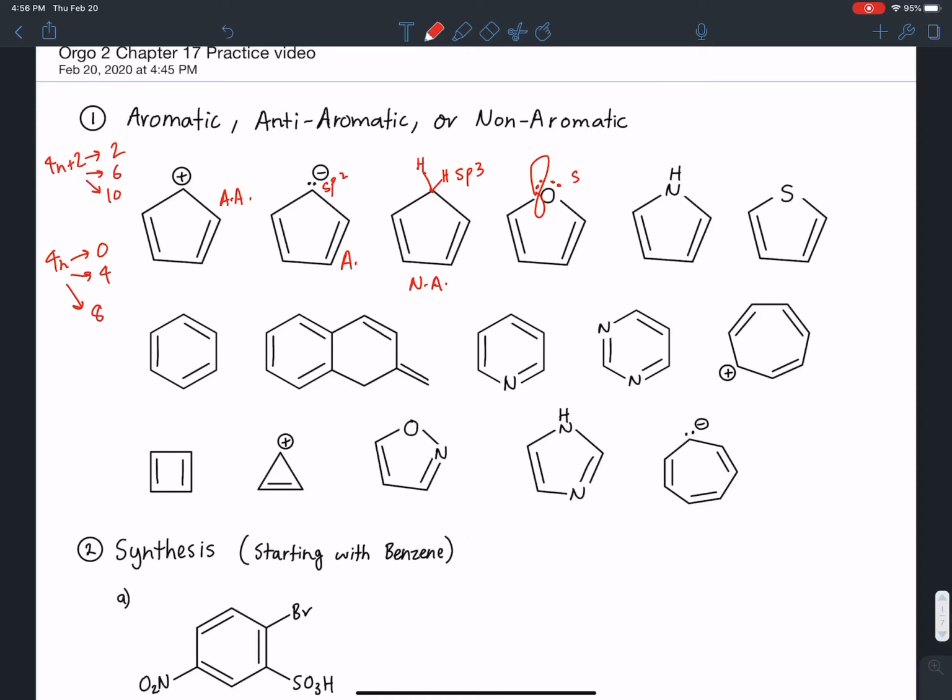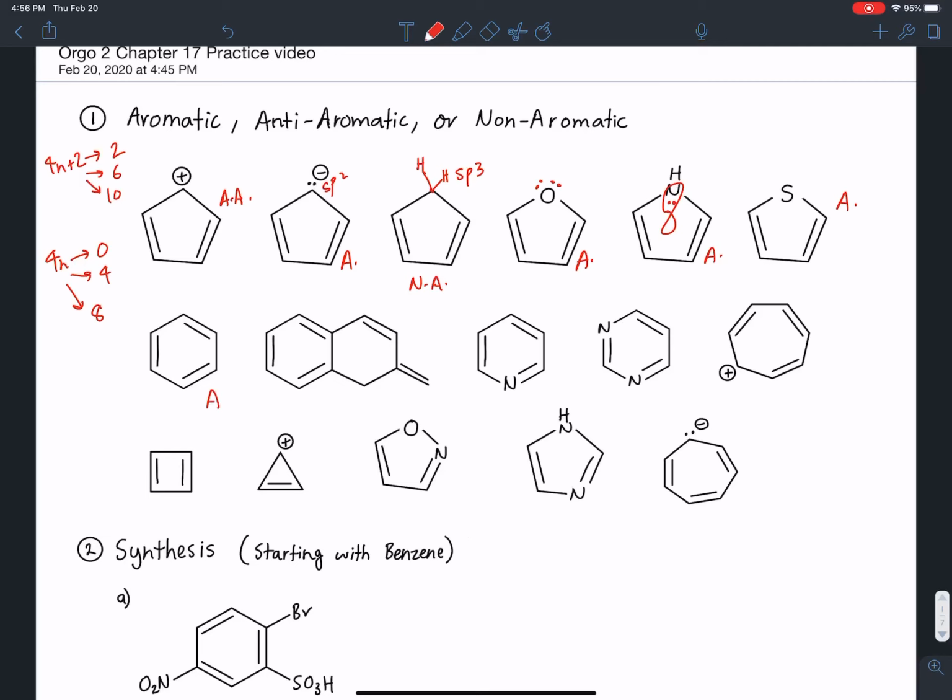So here, normally this is sp3, but if I put those electrons in the p orbital, I get 1, 2, 3, 4, 5, 6, which would make this aromatic. So it will be sp2, thereby being aromatic. Same rule here. You put these in the p orbital, you get 6, aromatic. Same thing with sulfur, aromatic.